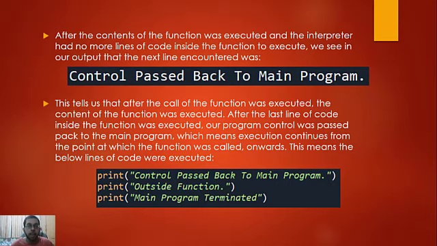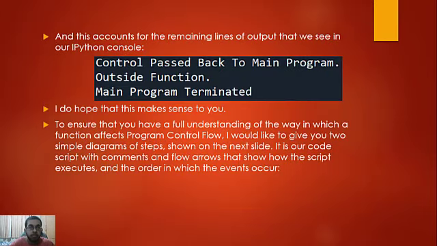This means the below lines of code were executed. Print, control passed back to main program, print outside function, print main program terminated. And this accounts for the remaining lines of output that we see in our IPython console. Control passed back to main program, outside function, main program terminated. I do hope that this makes sense to you.